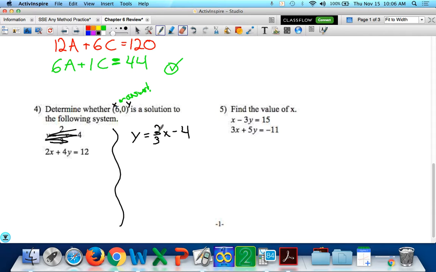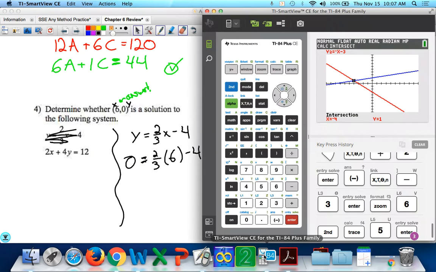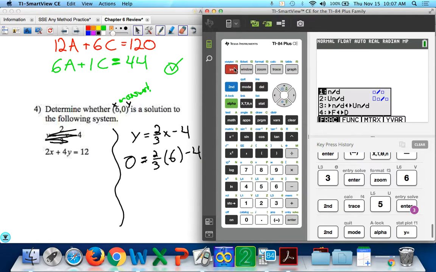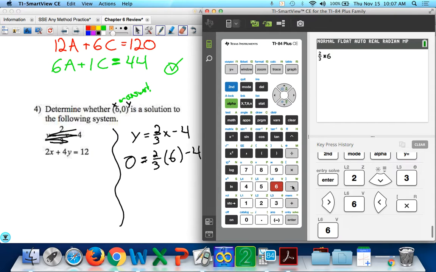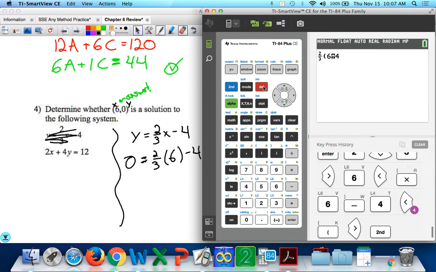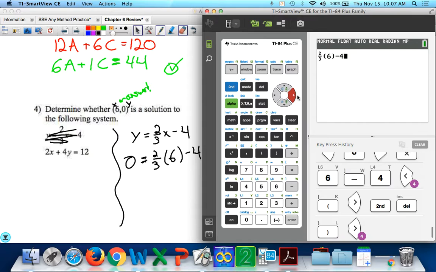I'm going to plug in a 6 for X. So this becomes Y equals 2/3 X, which is 6, minus 4. And I know that my Y needs to equal 0. So really, what I'm essentially doing here is just seeing if this right side equals 0, seeing if I get a true statement. Well, that's all calculator work on that. Alpha Y equals enter, 2/3. If you can do that in your head, that's fine. 2/3 times X, okay? And then minus 4. I really should put this 6 in parentheses just so it looks exactly like mine. Okay, it's going to end up being the same thing, but that's a little more visually appealing. Okay, and it does. It equals 0.